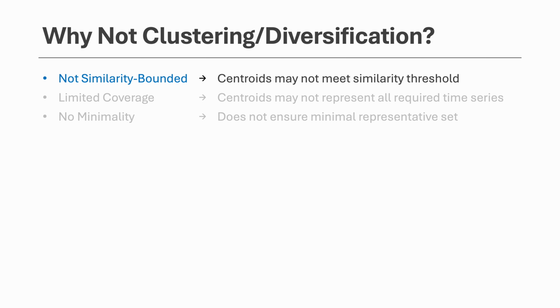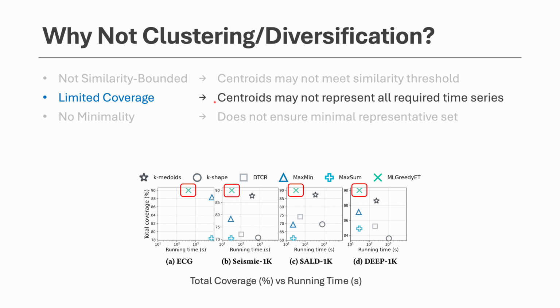A natural question is, why not just use clustering or diversification? The reason is that they do not match the RTSD objective. First, they are not similarity bounded, which means the centroids may not meet the similarity threshold. Second, coverage can be limited. Cluster centroids or diversified objects do not guarantee that the required proportion of time series is actually represented. In contrast, RTSD is defined to satisfy the target coverage threshold.